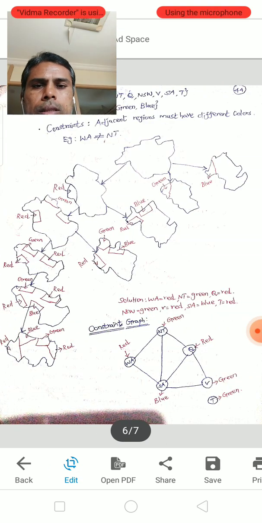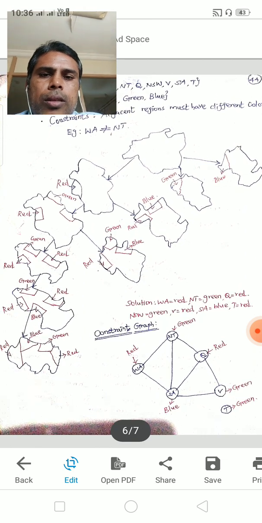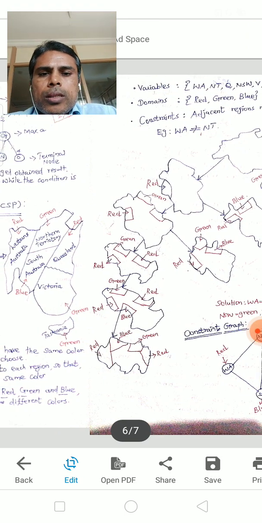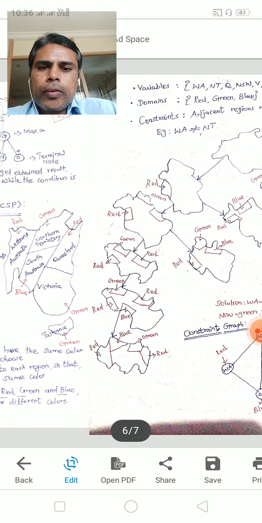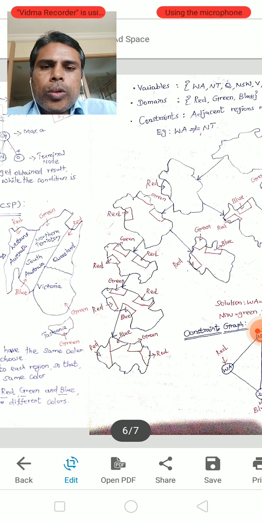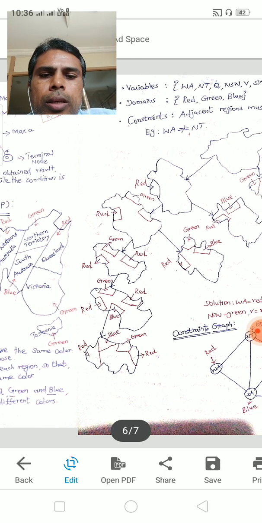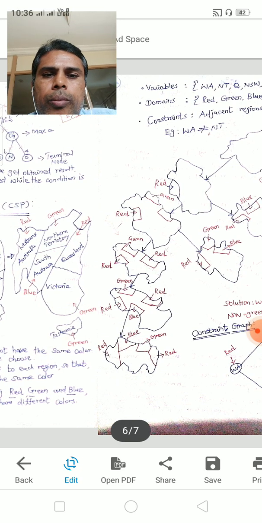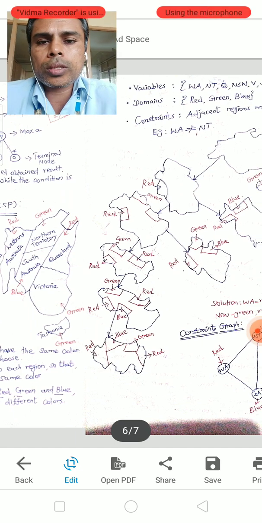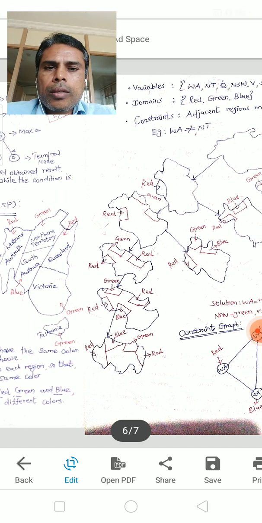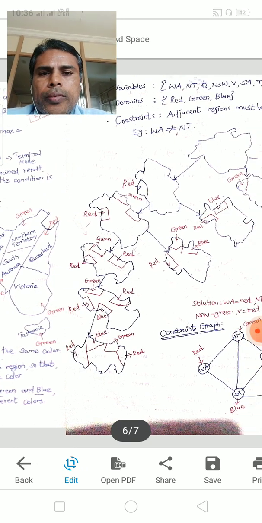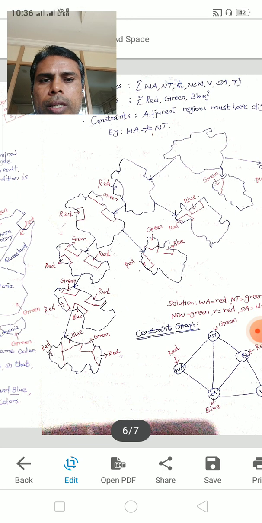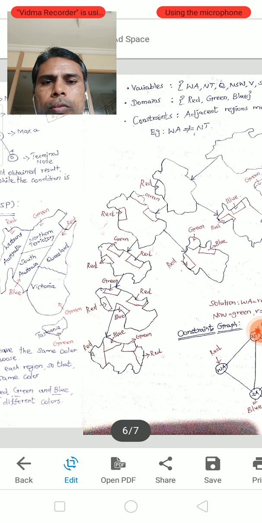And then this is the next step for the color mapping problem. There are certain constraints available in the color mapping problem. So first one is the variable. Variable means the country you chose, and those countries contain a list of continents. The initial letters of the list of continents should be considered as variables. So WA, NT, Q, NSW, V, SA, T are the variables of the given color mapping problem.